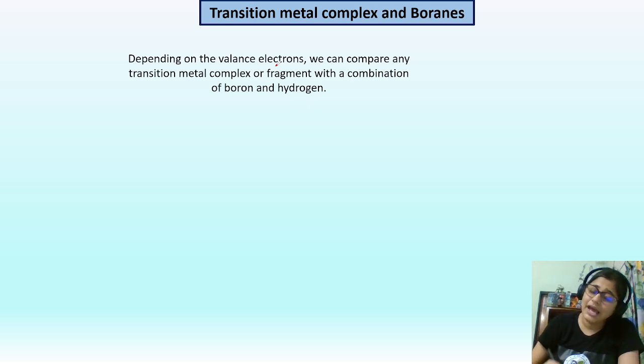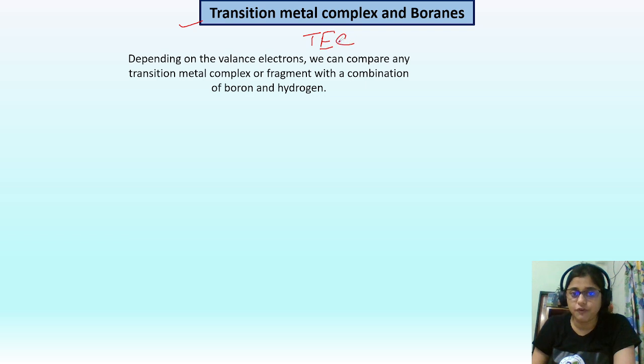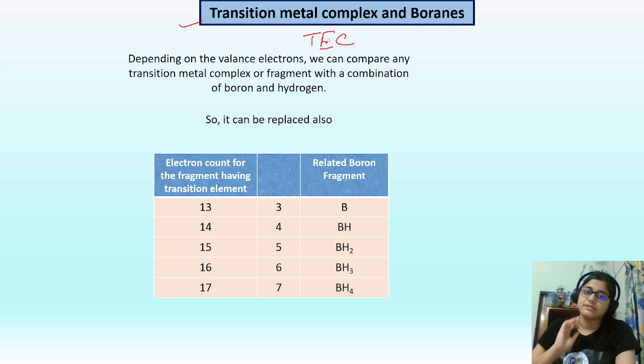Before taking an example, let's see the transition metals and boranes. Again, depending on the valence electrons or the total electron count for the complex, we can compare that with boranes the same way. But we have previously also read in the isolobal analogy that when we are comparing a transition metal and any main group element, 10 should be added to the electron count of the main group element.